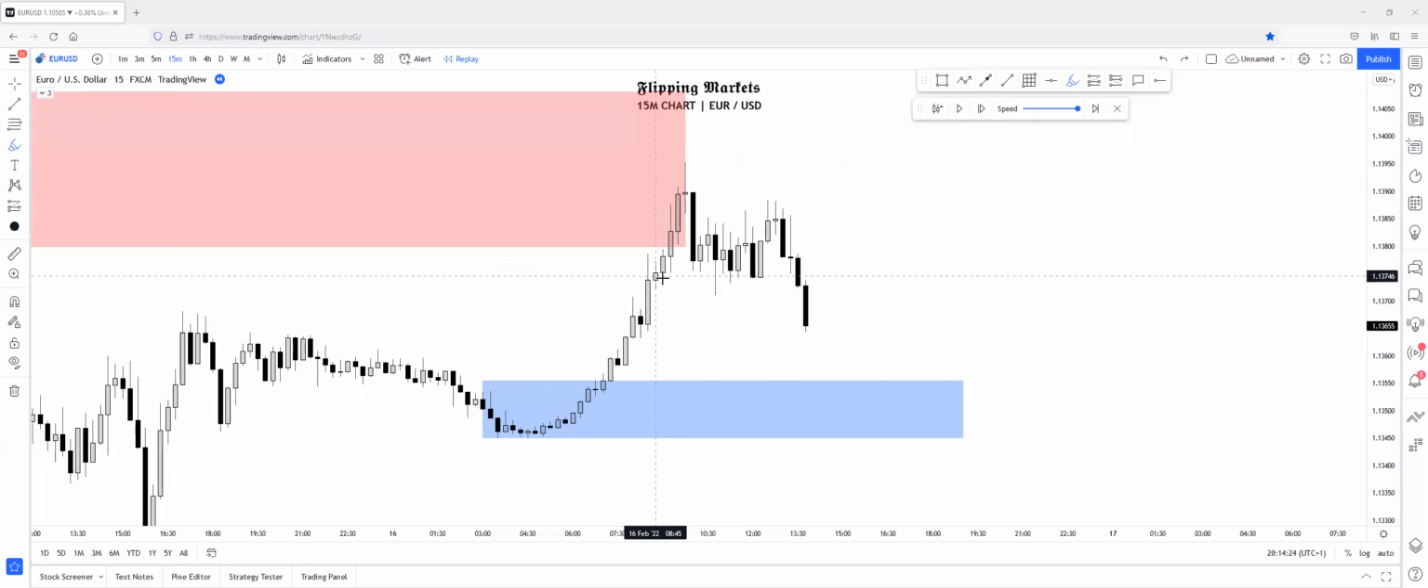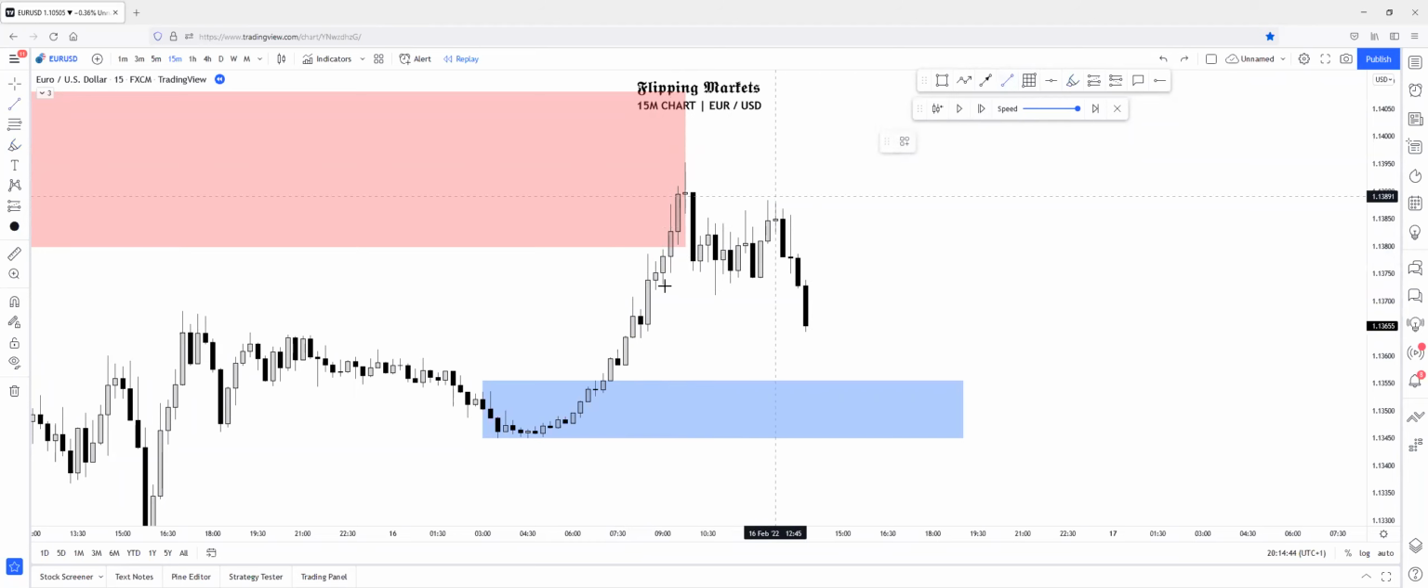So as you can see, this candle is inside of the previous candle. So the opening of this candle is below the closing of this candle, and the low of this candle is above the opening of this candle. So basically, this is an inside bar. Every inside bar is a supply / demand zone.